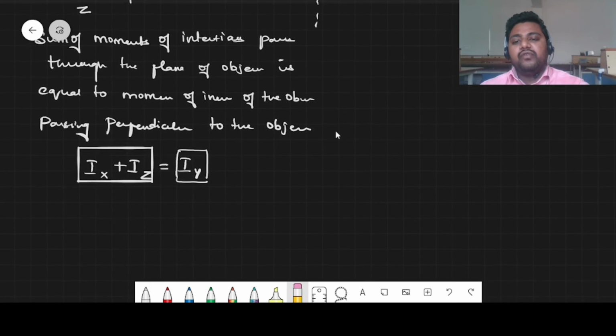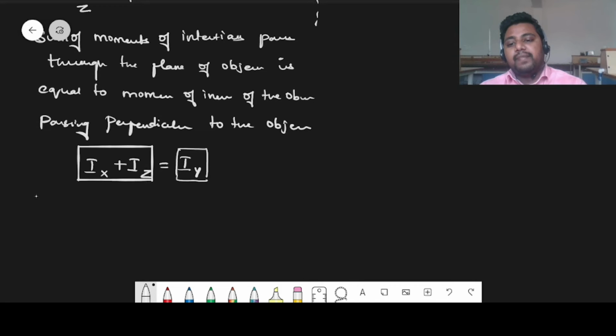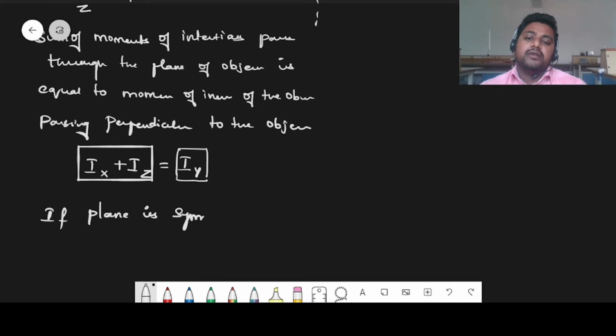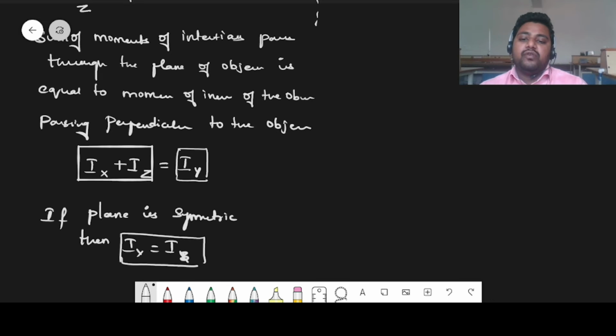Now further, if you are analyzing it, if the plane is symmetric, then Ix will be equal to Iz. So this is the important condition you have to analyze.